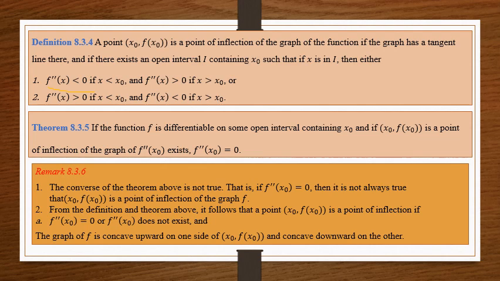And then from the definition and theorem above, it follows that a point x sub 0, f of x sub 0, is a point of inflection if f double prime of x sub 0 equals 0 or f double prime of x sub 0 does not exist, and the graph of f is concave upward on one side and concave downward on the other.